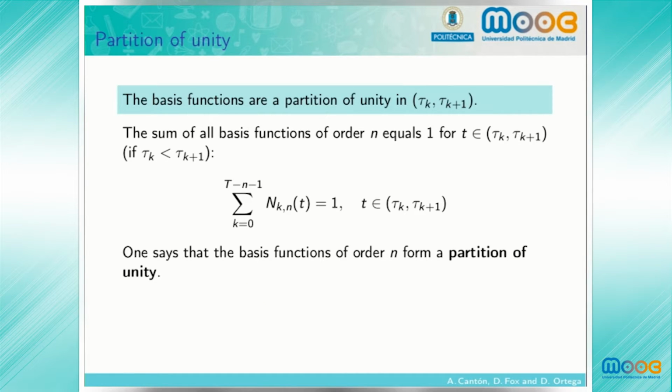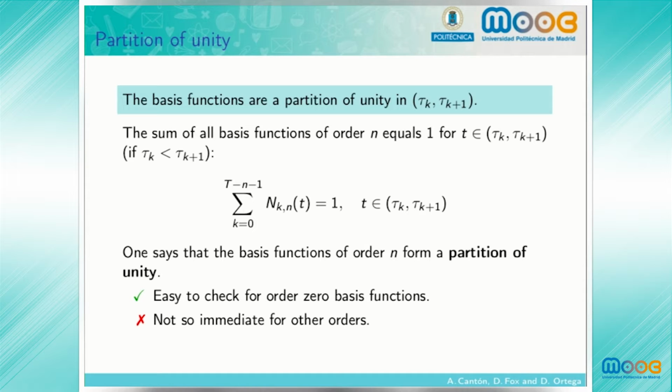The basis functions are a partition of unity in the interval between two consecutive knots. This means that the sum of all the basis functions of order n is equal to 1 for t contained in the interval between two consecutive knots, well, provided that these consecutive knots are distinct. Again, one says that the basis functions of order n form a partition of unity. This is easy to check for order 0 basis functions, but it's not so easy to check in general, and we won't give the demonstration here.